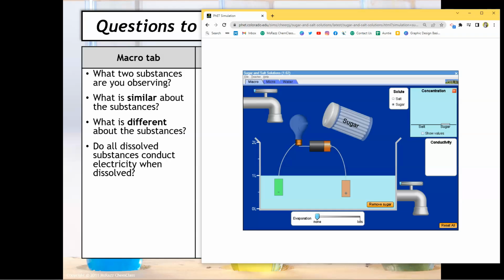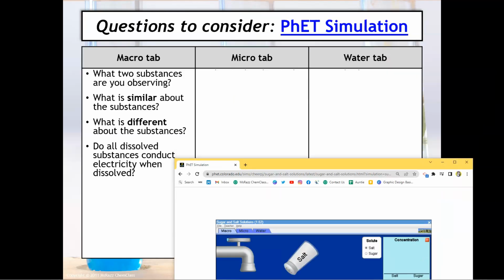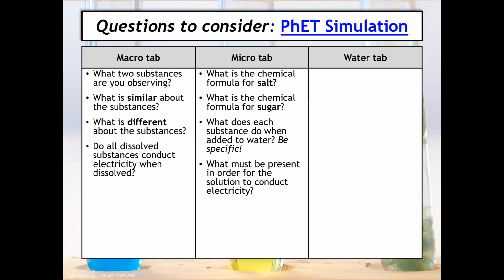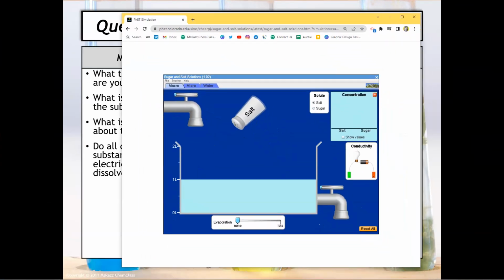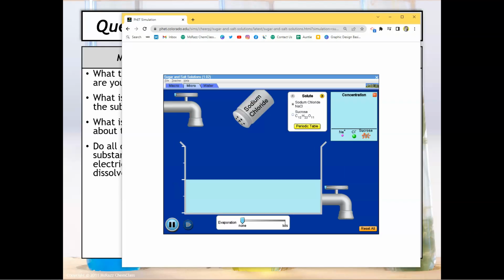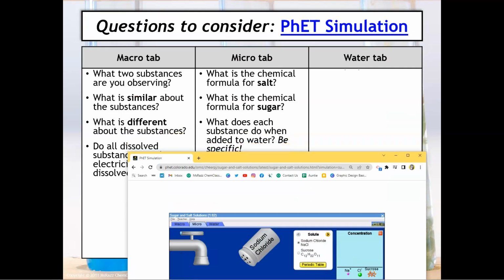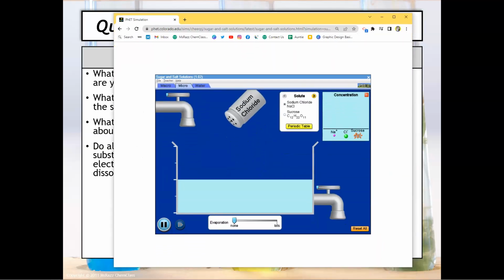Okay, so that takes care of that first part. So now I'm going to go back to reset, and I'm going to go back to my micro tab. So now we want to look at the chemical formulas for salt and sugar, what each substance does when it's added to water, and I tell you to be specific, and what must be present for the solution to conduct electricity. So let's go back to our simulation here. And so if we go to the micro tab, okay, looks like now we actually have our chemical formulas. So here are the chemical formulas for these two things. And then we want to know, what does each substance do when you add it to water?